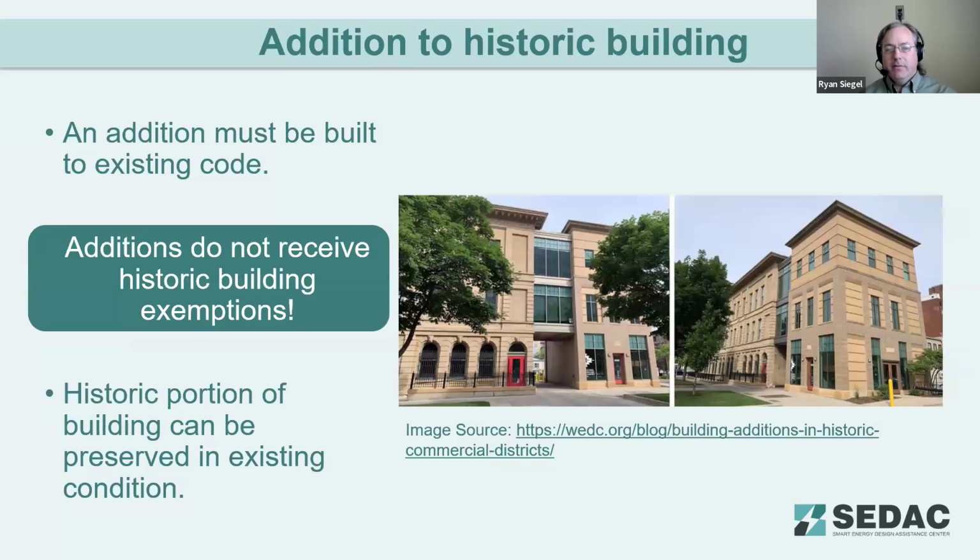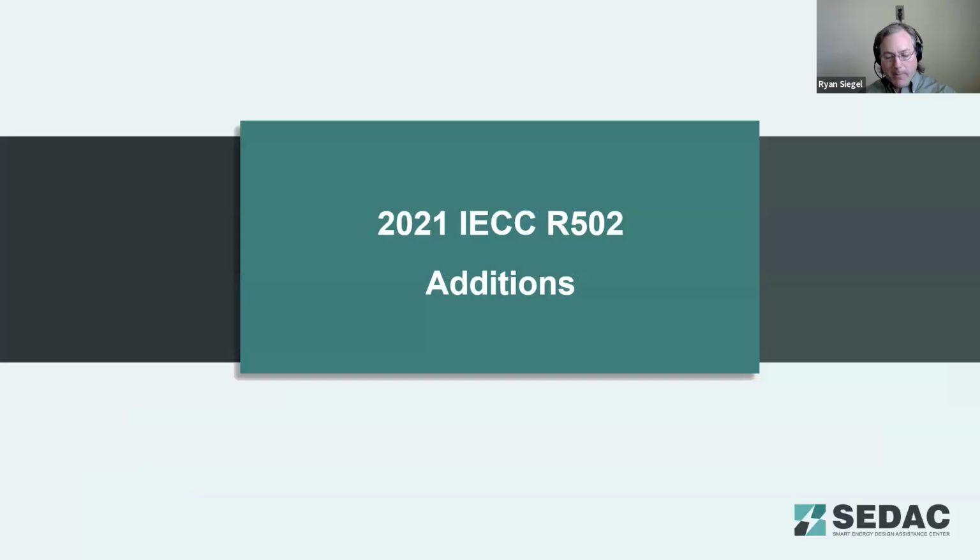If we're adding additions to historic buildings, the additions are not exempt. They have to comply with code. The historic portion may be exempt and preserved in its existing condition, but the addition would have to be built to the new codes. So with that, I think we have a poll to put on.